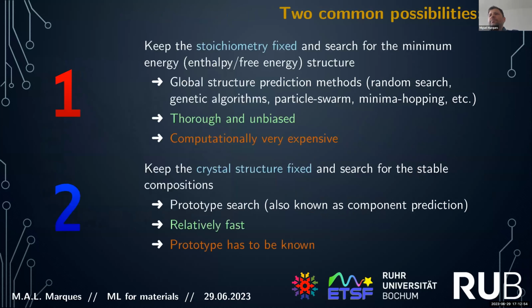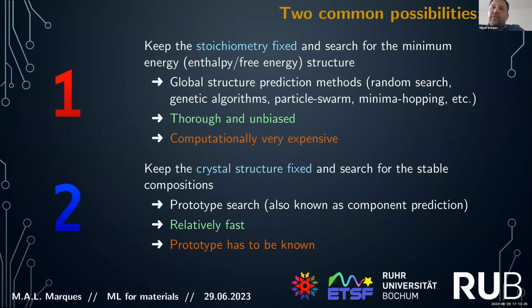Now, to find new compounds, there are two common possibilities. So there are two paradigms, let's say, and everything in between. But the two paradigms, in my view, are the first one, you keep the stoichiometry fixed. So you keep the composition fixed. So you have 3 carbons for 5 hydrogens and 8 coppers. And then you search for the minimum energy, for the structure, the crystal structure with the minimum energy.